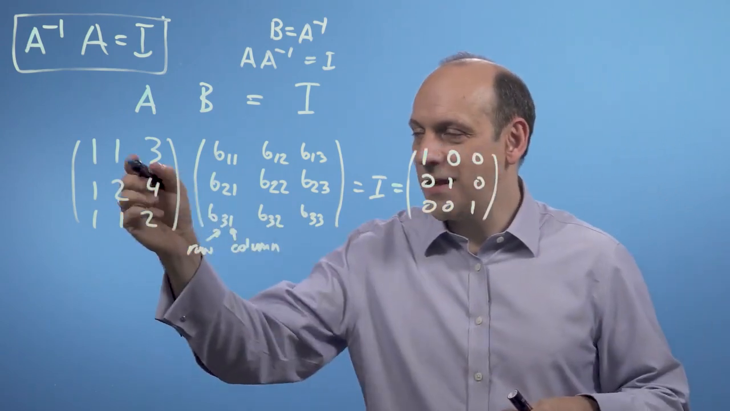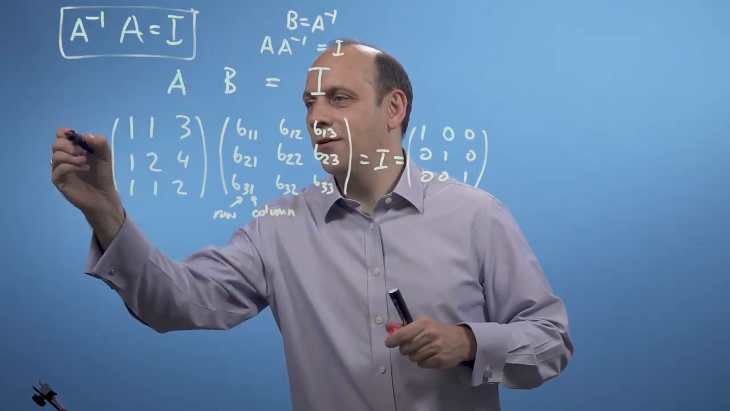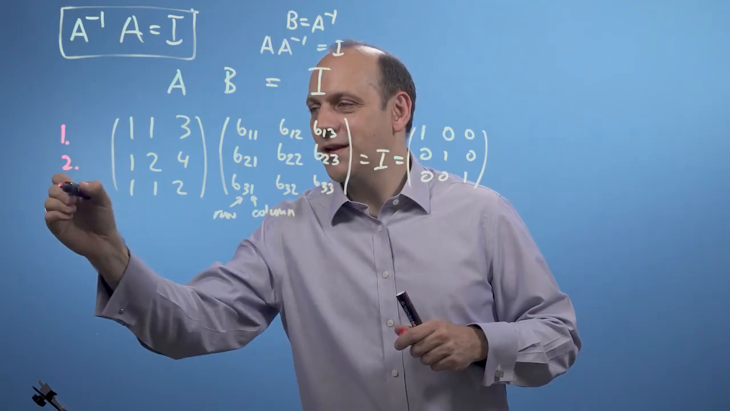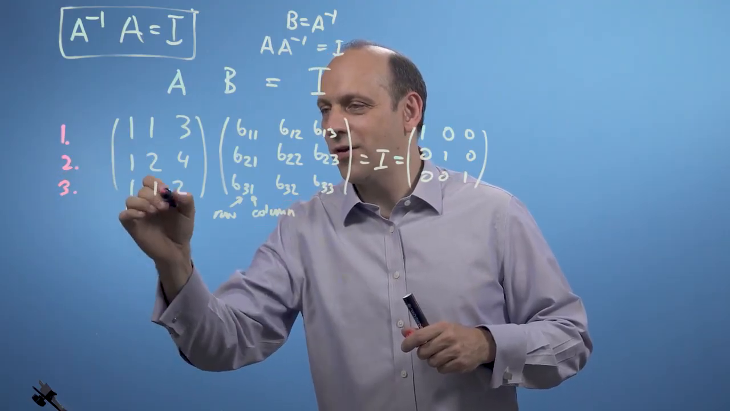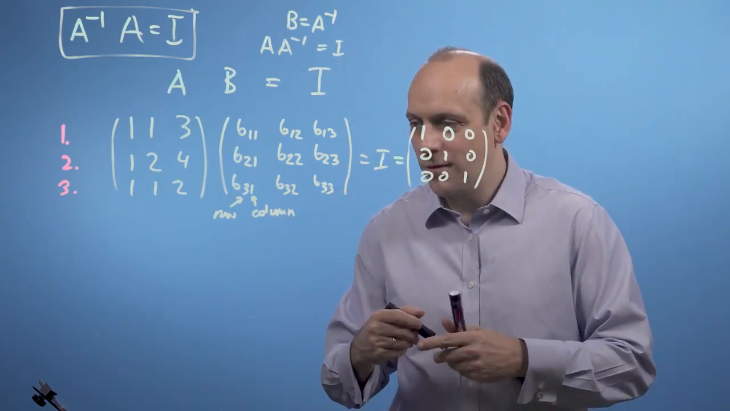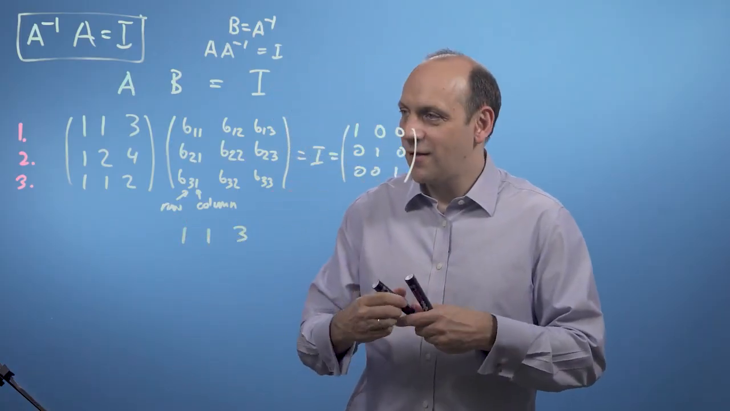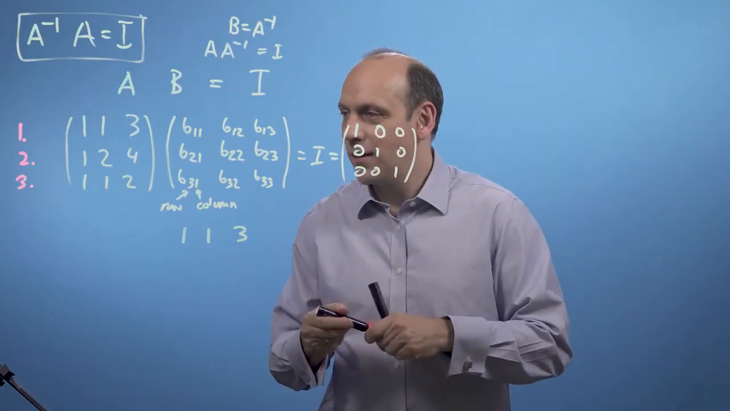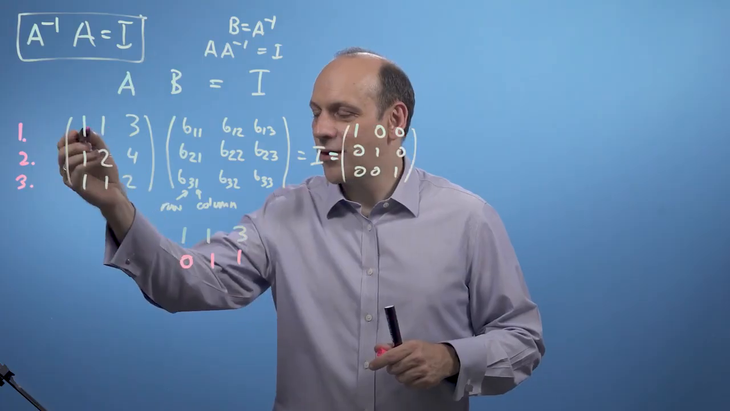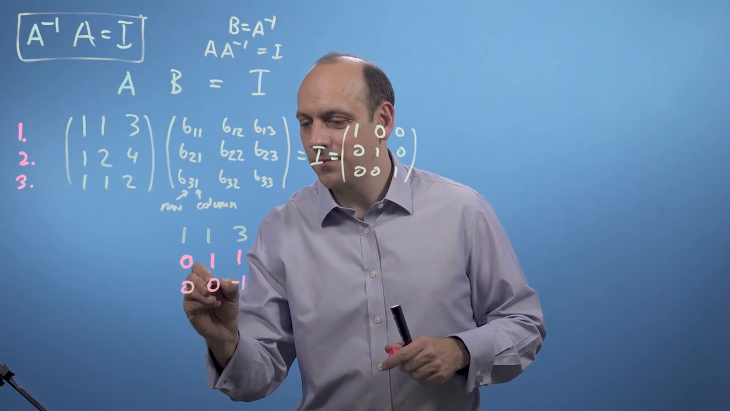So if I take the first row here and I take it off the second row, as before, I'm going to get rid of this one. And if I take the first row off of the third row, I'm going to get rid of both this one and this one. So if I put the unaltered ones down here, 1, 1, 3. If I take that off of the second row, I'm going to get 0, 1, 1. And if I take that off the third row, I'm going to get 0, 0, minus 1.